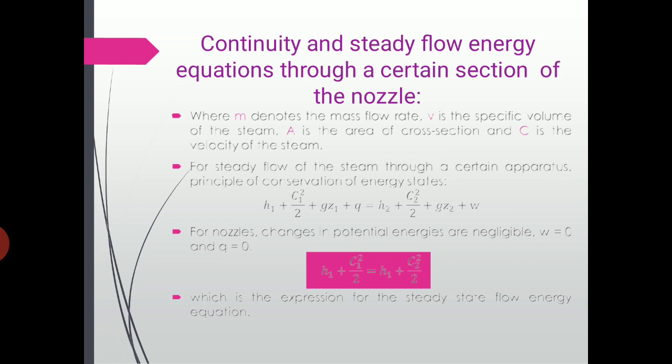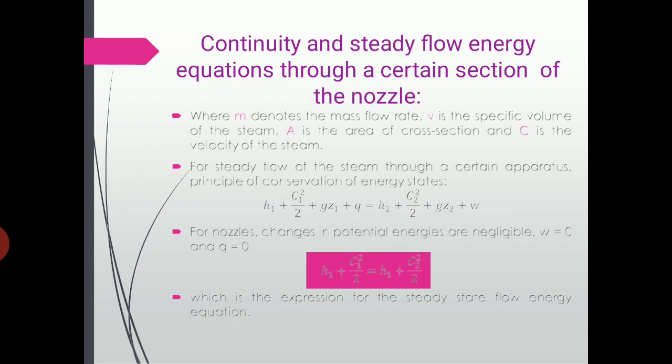Q indicates the heat. Heat exchange will be taking place because it is steam. Then H2 plus V2 square by 2, where V2, or C2, is the exit velocity, plus gZ2, plus W. We are getting work as an output.